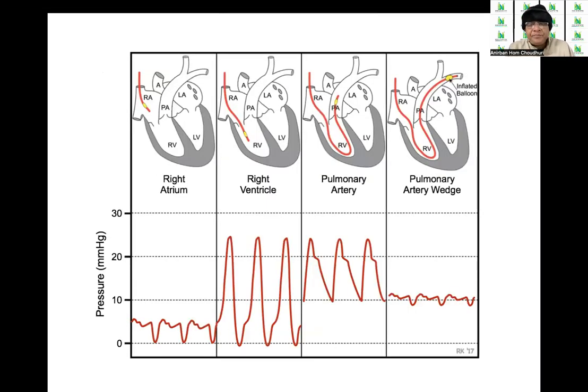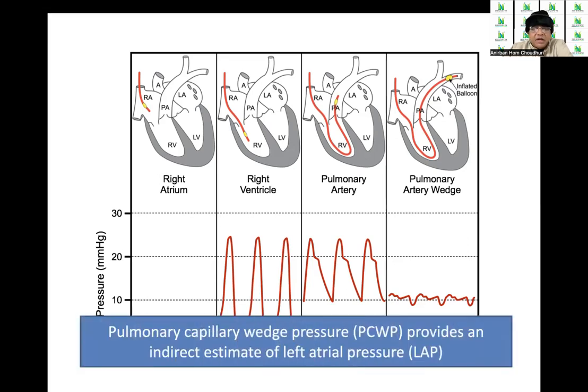So if you see the pressures across the different chambers, as the pulmonary artery catheter moves from the right atrium to the right ventricle, then to the pulmonary artery, and then finally it is wedged, the waveform also changes, and the pattern of this waveform indicates its passage through the different chambers of the heart. So pulmonary capillary wedge pressure provides an indirect estimate of the left atrial pressure.